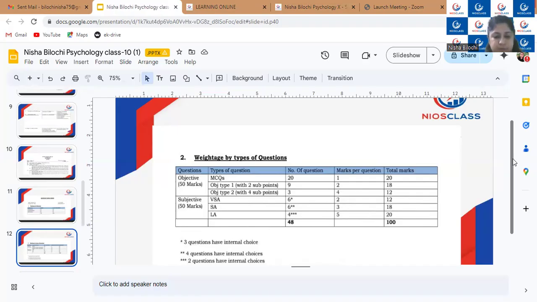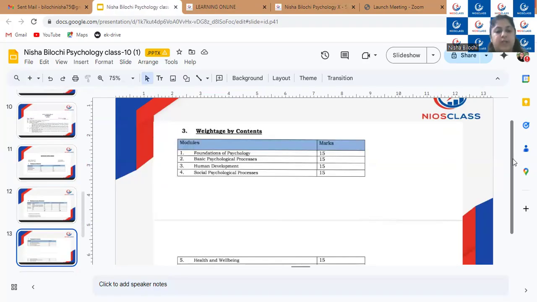Short answer, 6 questions will be there. Long answer, 4 questions will be there. The marks per question are also given over there. In total, that is going to stand for 80 marks. It is given 100 over here, but it is going to stand for 80 marks, and TMA for the 20 marks. All right, moving forward, weightage by content.